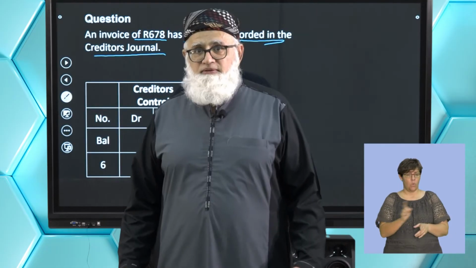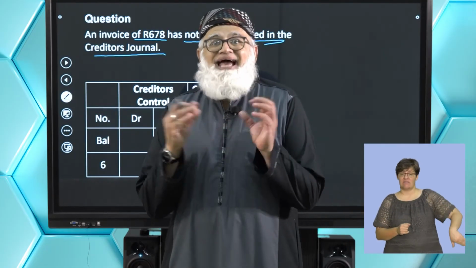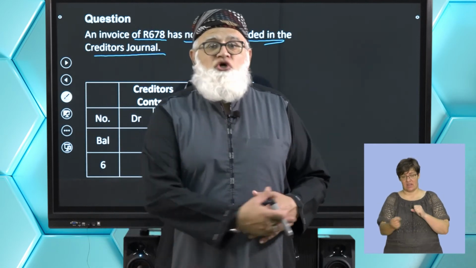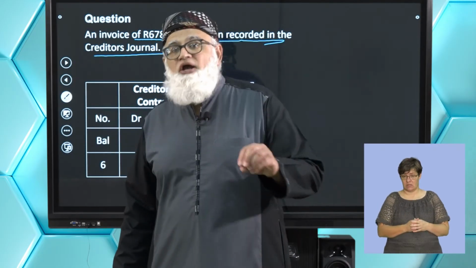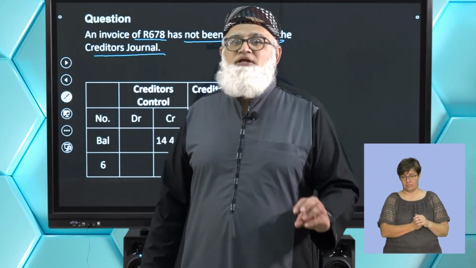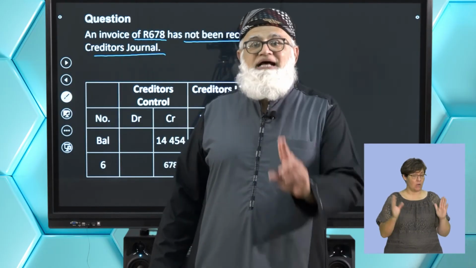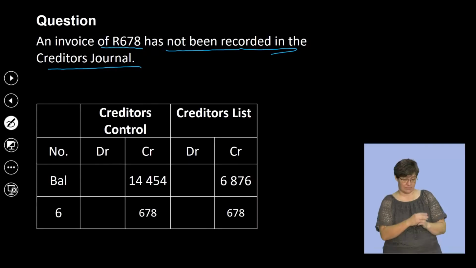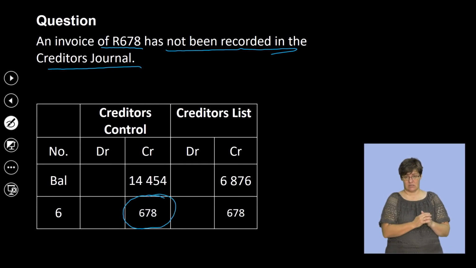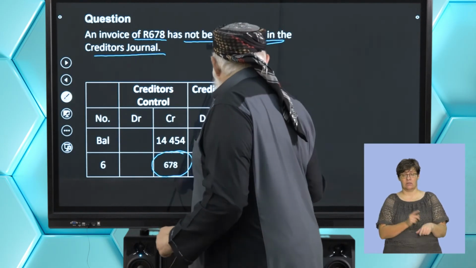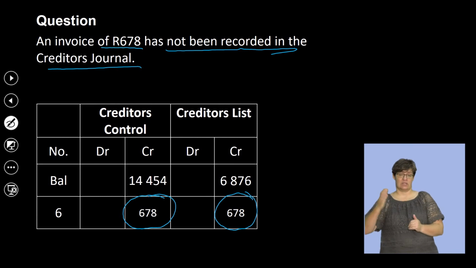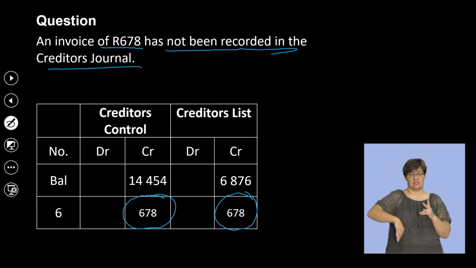What had happened here? The invoice was left out in totality, meaning it was not recorded at all. What are we going to do? We're now going to record it, right? We're now going to record it. And how do we do that? How do we fix it up? Watch. It's an invoice, so obviously my creditors control account will increase. I will put it on the credit side of my control account, and at the same time, it will also go to my creditors list on the credit side. Why? The transaction was left out completely.